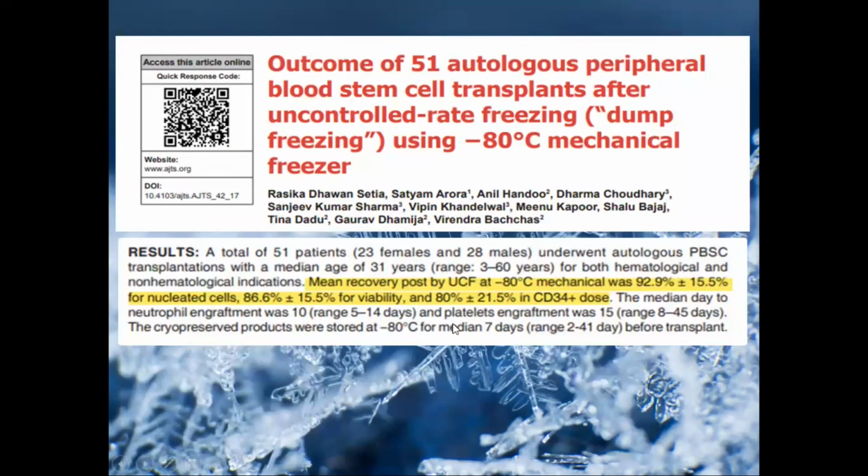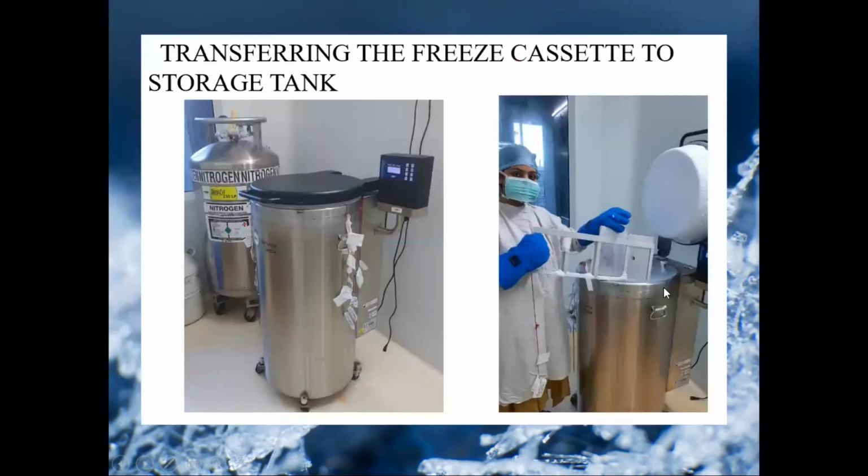So this is a study from India only, Satyamara's study. They have done a study in autologous transplants of 51 patients over a period of 5 years. They have not done it in the controlled rate freezer. They have done it in an uncontrolled freezer, a dump freezer. They have got a recovery of 92.9%. So that can also be done in resource-limited processing. If you have a facility, you can keep it at minus 80 degrees Celsius also.